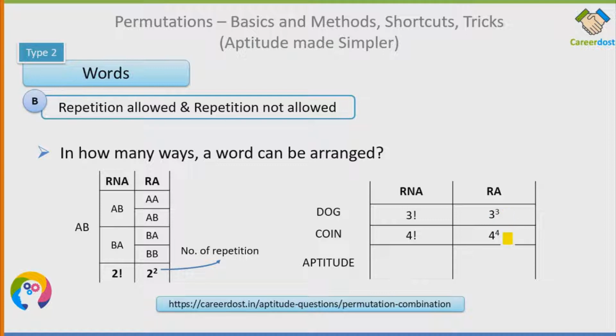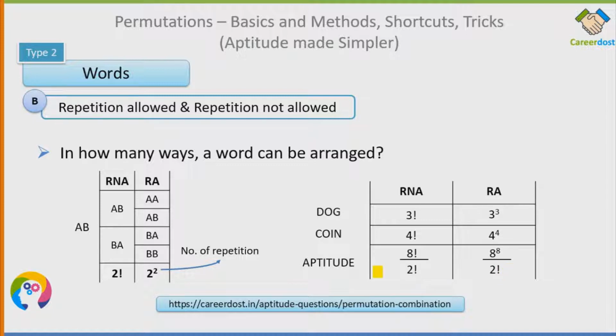Now what happens when we have aptitude? This is a case in which T is repeating. In case of repetition not allowed, count the number of letters, that is 8 factorial divided by the number of times the letter is repeated. T is repeated twice, so hence 2 factorial. When repetition is allowed, what we will do here is 8 to the power 8 divided by 2 factorial. Why? Because this is when repetition is allowed.